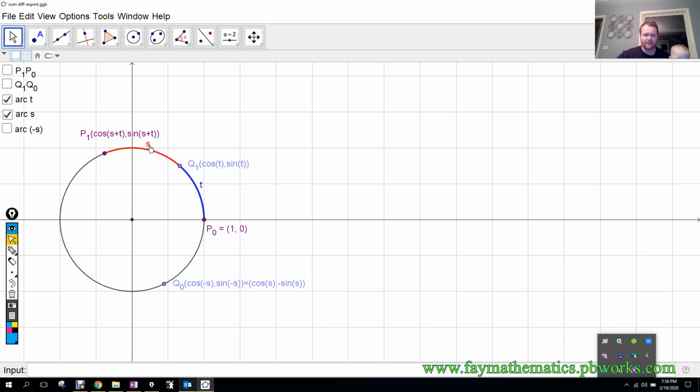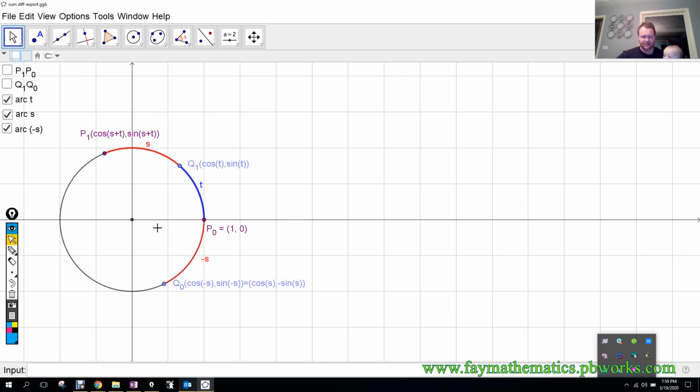Call it S. Now if I go this arc right here, that total arc would be S plus T. So in the unit circle, that point would be identified as the cosine of S plus T, comma the sine of S plus T. Okay, so that's nice. So what we're looking at is a way to generate that ordered pair through the use of knowing that thing right there and ultimately this one down here.